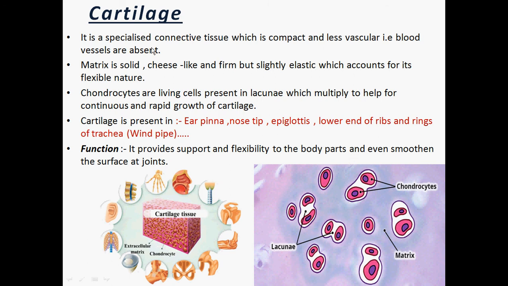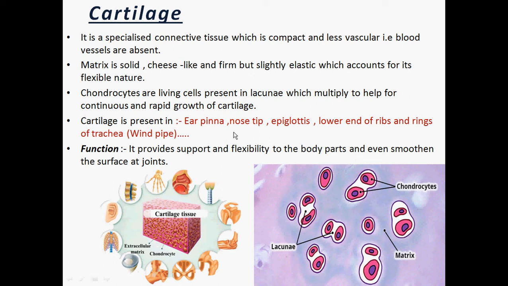So first of all, to understand the cartilage, we should know the areas where the cartilage is present in our body. Like the ear pinna, the outer protruding part of our ear, which is visible to us on our head. The ear pinna can be stretched, can be pulled. It is a bit flexible because of the presence of this cartilage tissue in the ear pinna.